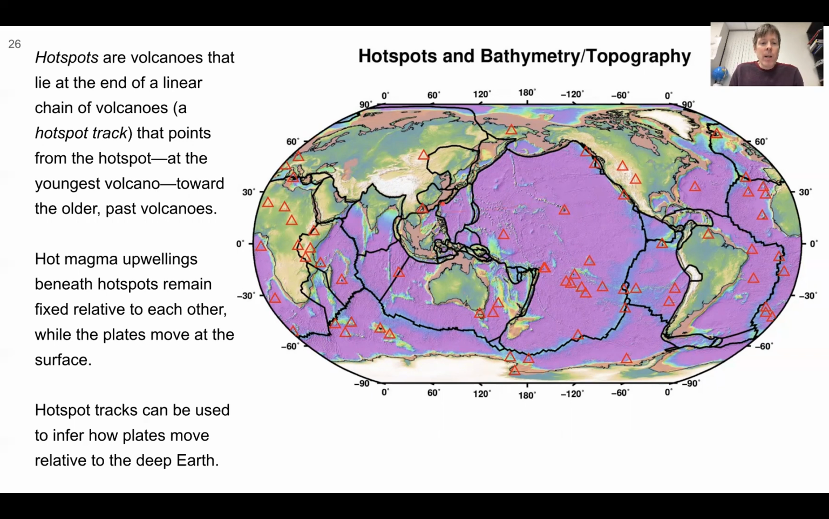Hot magma upwellings beneath hotspots remain fixed relative to each other while plates move at the surface. So hotspot tracks, these lines of volcanoes that we see in parts of the ocean, can be used to infer how plates move relative to the deep earth. And it helps us understand how they move relative to each other.